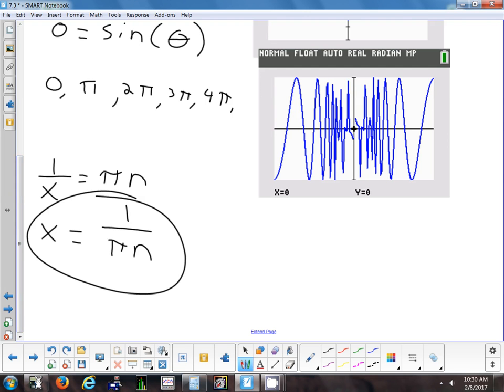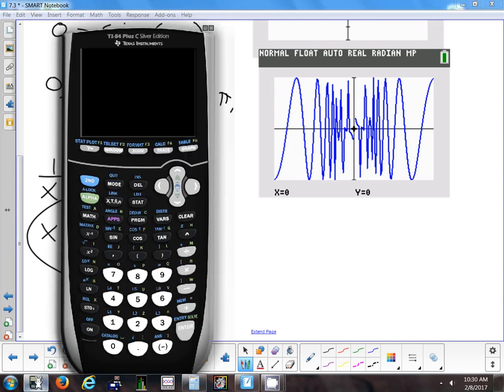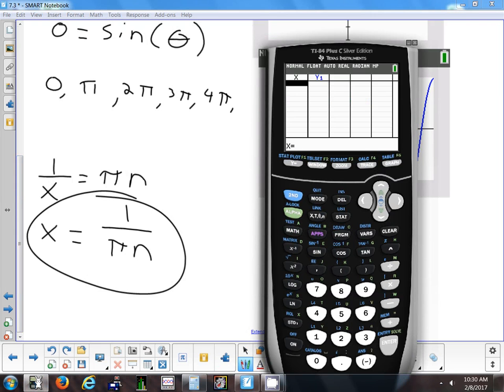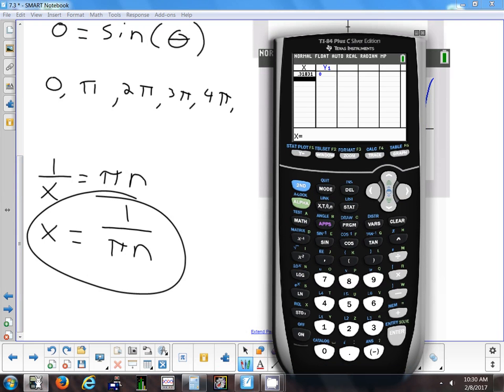And n can be what? Any integer. So let's look at our table. Let's let n be 1. What's pi times 1? Pi. So let's try 1 divided by pi. There's a solution. That's where it crosses the x-axis.